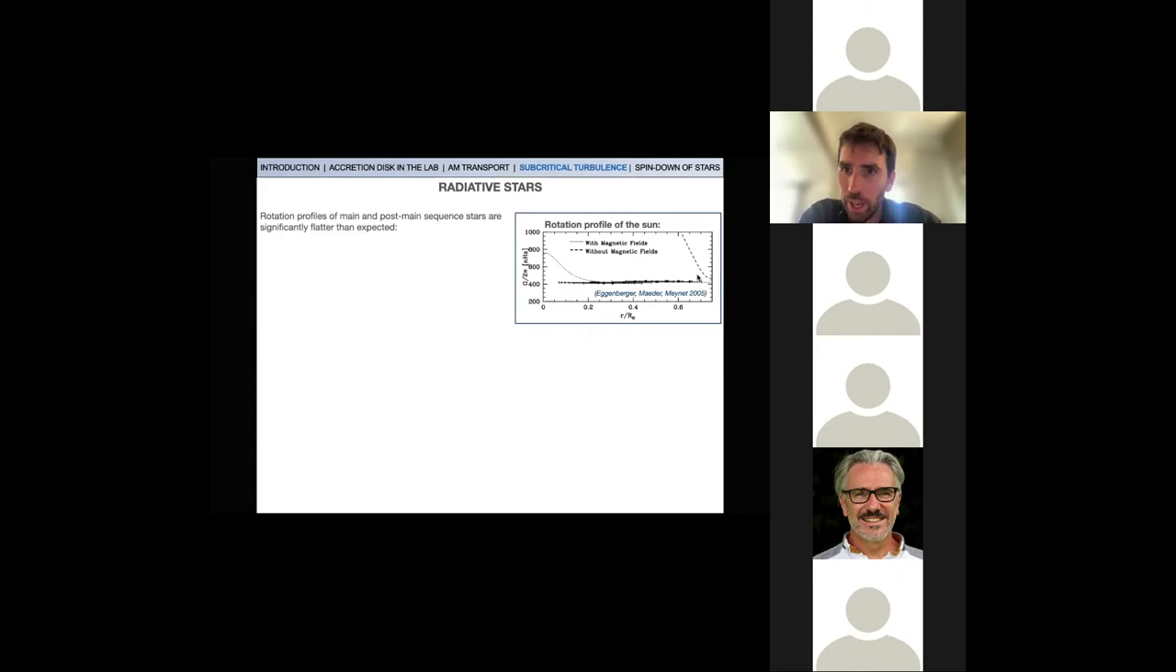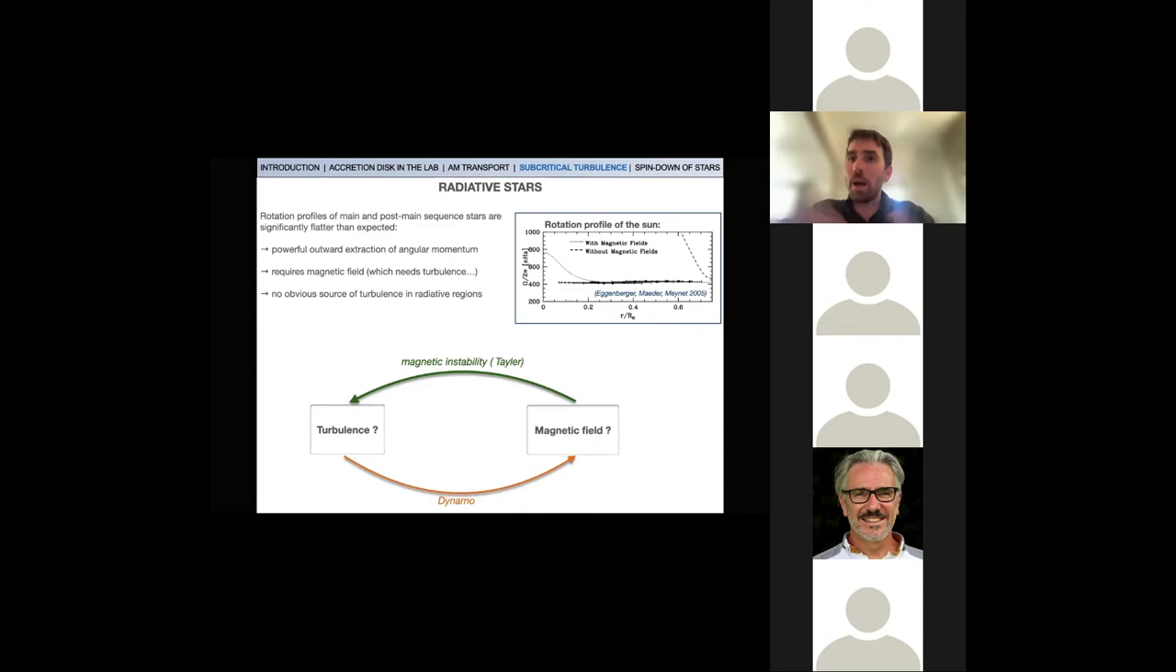It's very surprising because this is the curve you would expect if you take a star formation model and apply angular momentum conservation. Okay. So somehow there is a mechanism here which is transporting angular momentum outside. So it flattens the rotation curve.